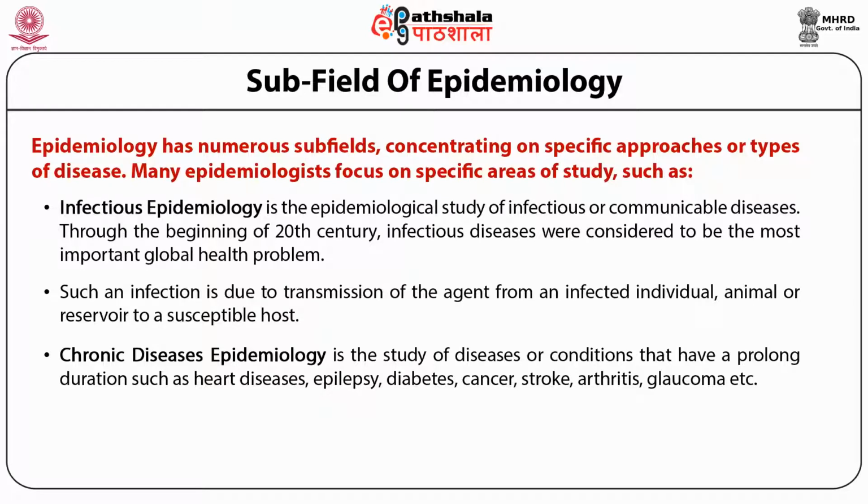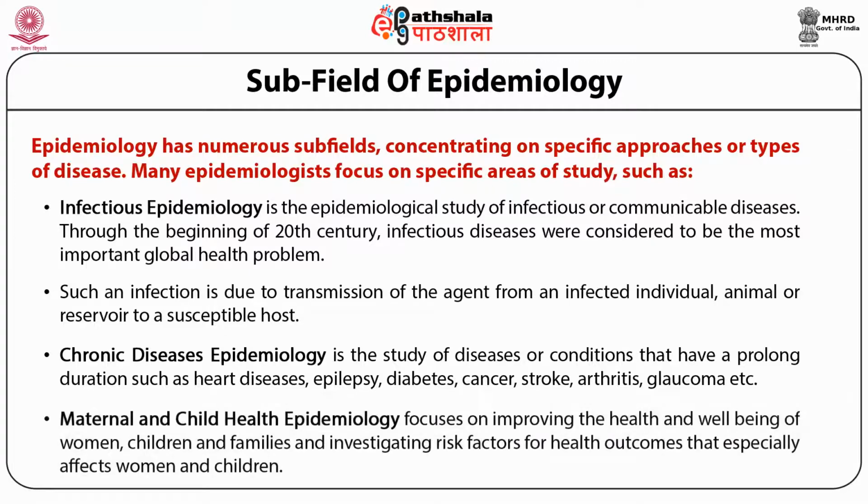2. Chronic disease epidemiology. It is the study of diseases or conditions that have a prolonged duration such as heart disease, epilepsy, diabetes, cancer, stroke, arthritis, glaucoma, etc. Over time, there has been a change in epidemiology to also focus on the study of chronic diseases.